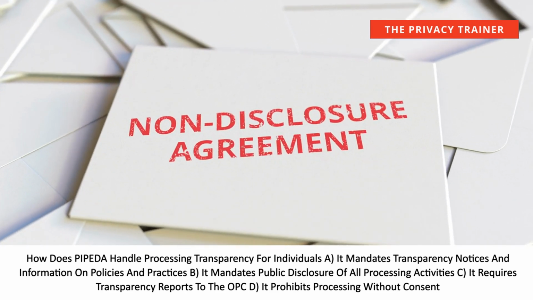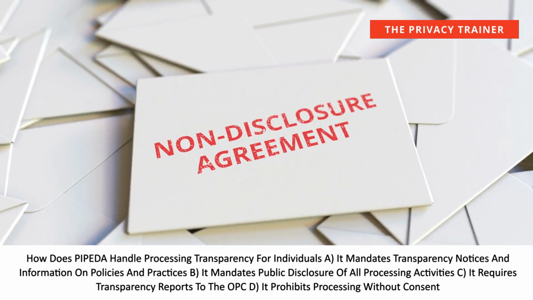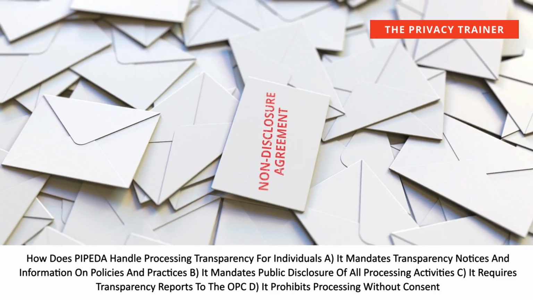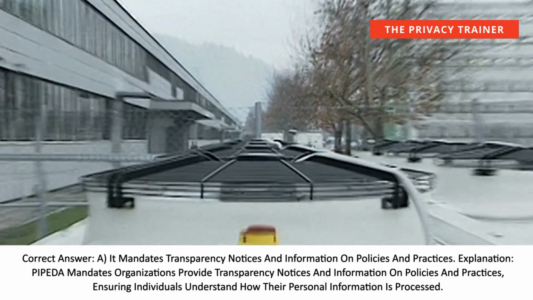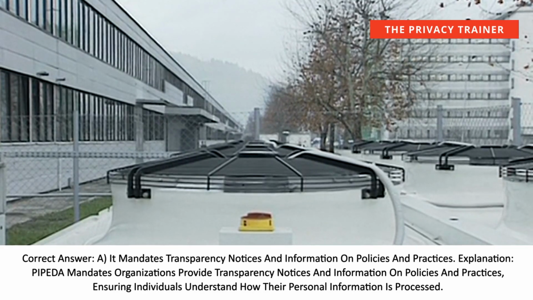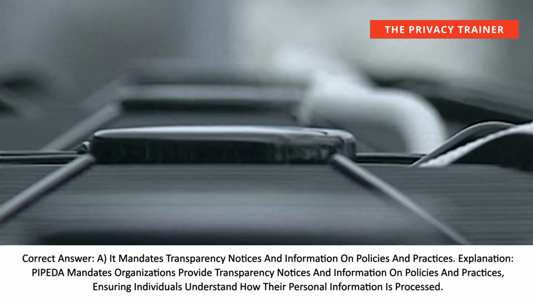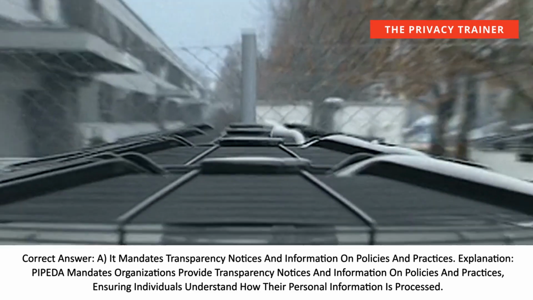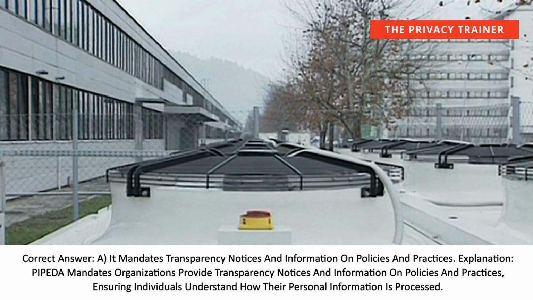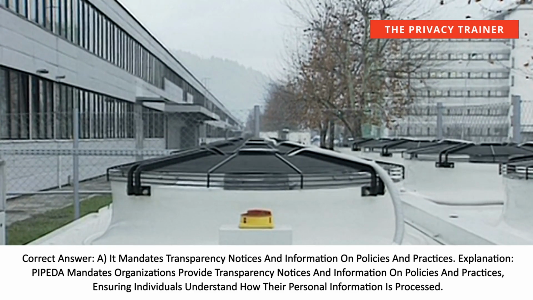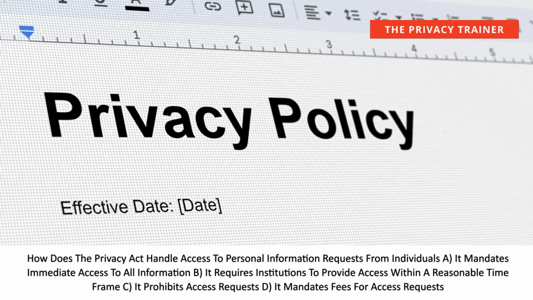It mandates public disclosure of all processing activities. C. It requires transparency reports to the OPCD. D. It prohibits processing without consent. Correct answer. A. It mandates transparency notices and information on policies and practices. Explanation. PIPEDA mandates organizations provide transparency notices and information on policies and practices, ensuring individuals understand how the personal information is processed. How does the Privacy Act handle access to personal information requests from individuals?